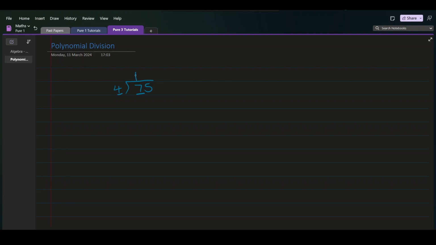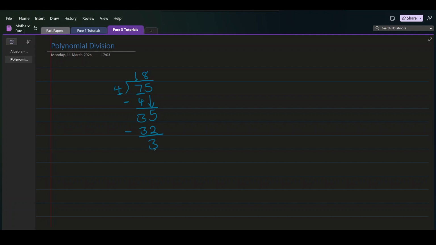Then we're going to say this 1 multiplied by 4, we write it over here, and we'll subtract that 4. So it becomes 7 minus 4, and you get 3. Then we're going to bring down this 5, so that becomes a 5. And then 4 into 35. So 4 into 35 would be 8. And we'll say 8 multiplied by 4, which gives us 32 minus. So 35 minus 32 gives us 3.